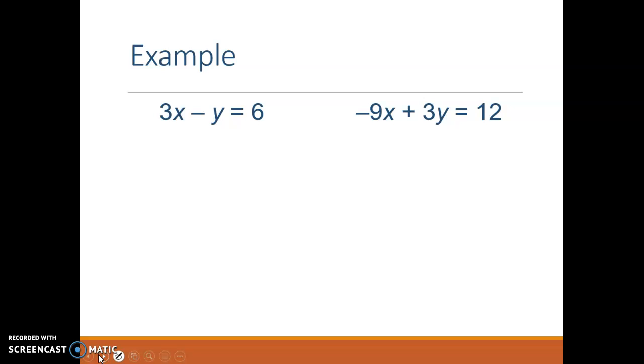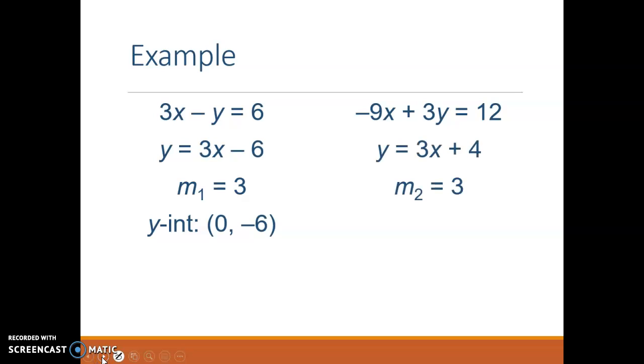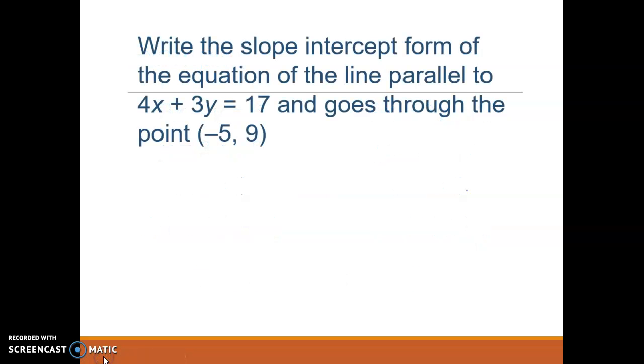Let's take a look at these two equations. We have 3x minus y equals 6 and negative 9x plus 3y equals 12. We're going to rewrite both of those in y equals mx plus b format. We find that the equation on the left has a slope of 3 with an intercept of (0, -6). The equation on the right has a slope of 3 also, but its y-intercept is (0, 4). So we see two lines with identical slopes. They both have a slope of 3, but with different y-intercepts. That tells us that these are parallel lines. And if we wanted to check that, we could graph those, plug and chug some values, and we would see that they are indeed parallel.